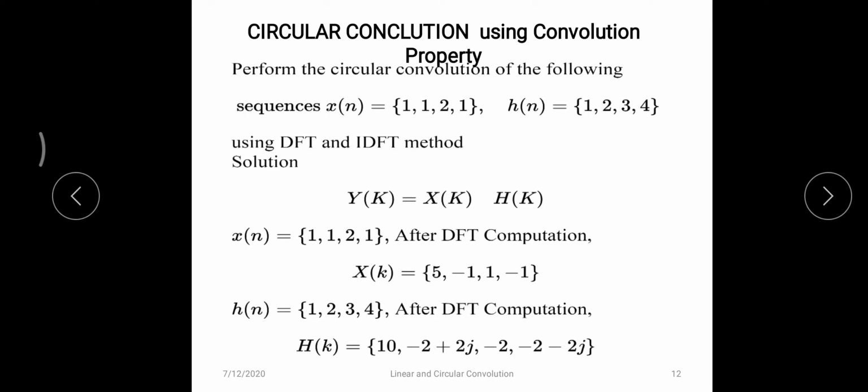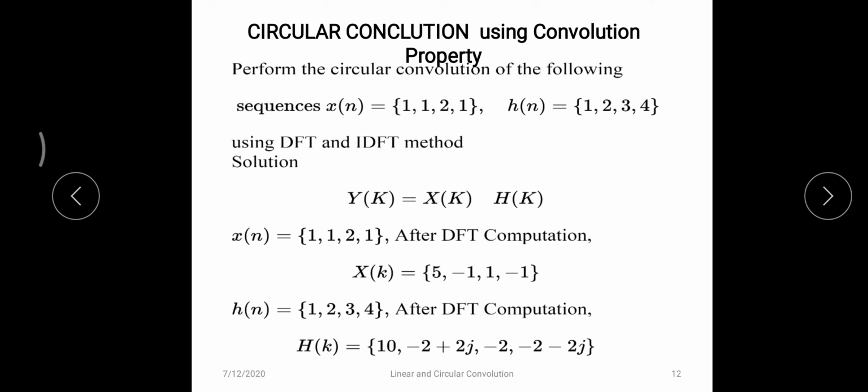That's why I said y of k is equal to the multiplication of x of k and h of k, where y of k is nothing but the DFT of y of n, x of k is nothing but the DFT of x of n, h of k is nothing but the DFT of h of n. Now we have to take the DFT for x of n, and the DFT for h of n, and both sequences should be multiplied to get y of k. From that y of k, we can find y of n by doing the process of inverse discrete Fourier transform. Okay, now we will see how to proceed with this.